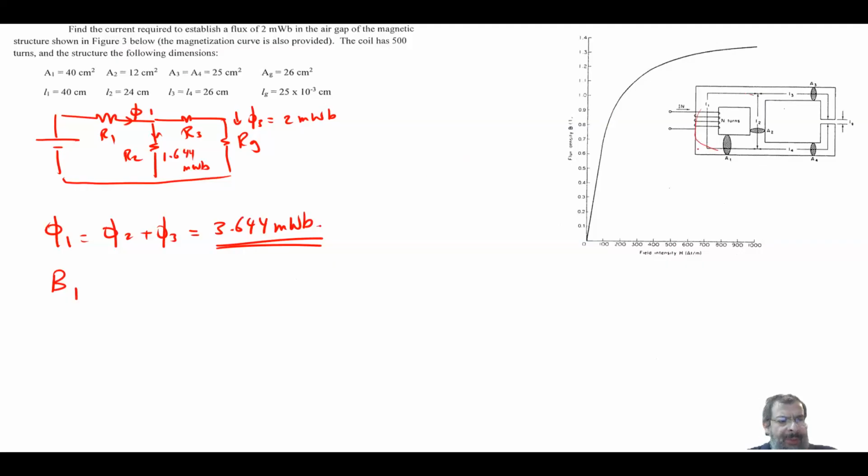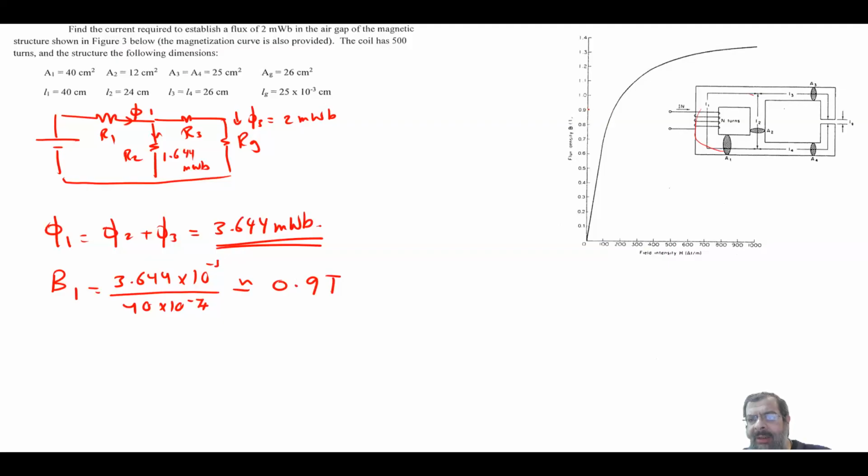Now, once we know this, we can find the flux density 1 in this branch. So your B1 is equal to 3.644 times 10 to the minus 3 divided by the area here, which is 40 centimeters square. So divide by 40 times 10 to the minus 4. And this is approximately 0.9 Tesla.